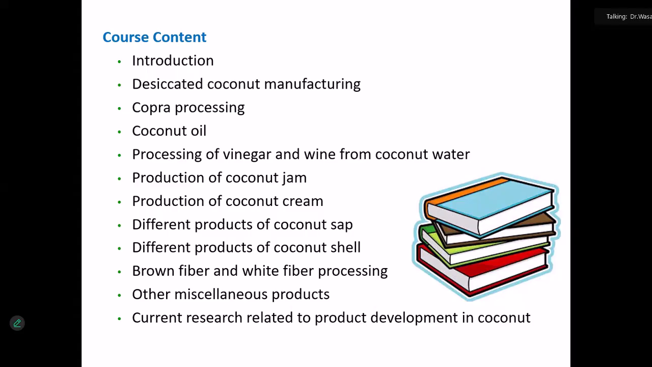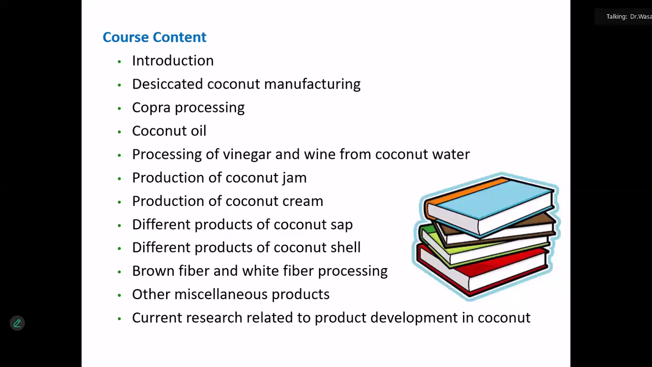Here the latter part of that subject is coconut processing: manufacturing, processing, and value addition, where after harvesting coconut, we learn how to make different coconut products and how to add value to them.